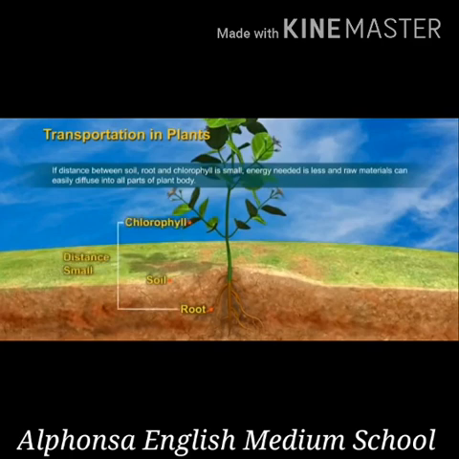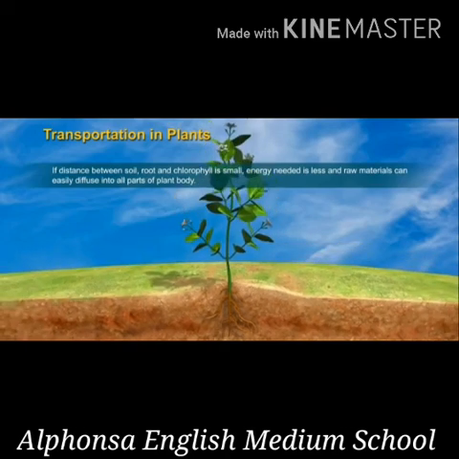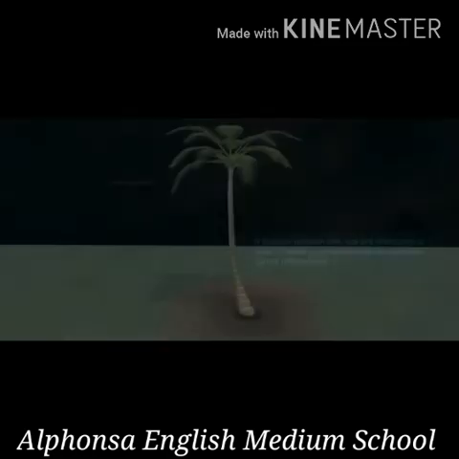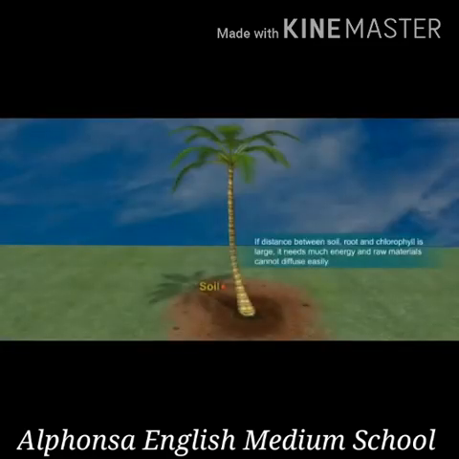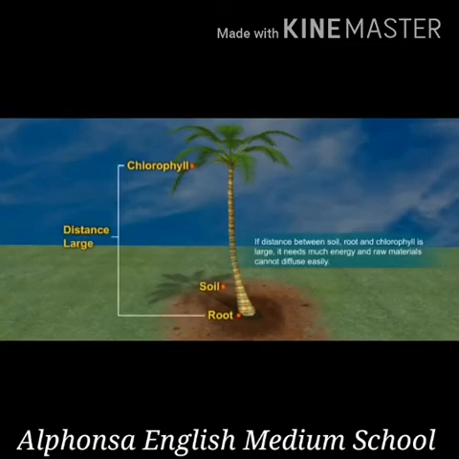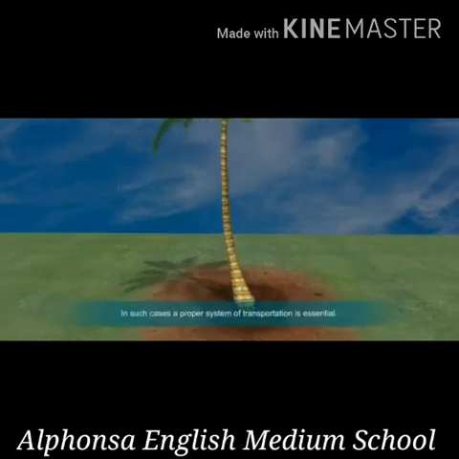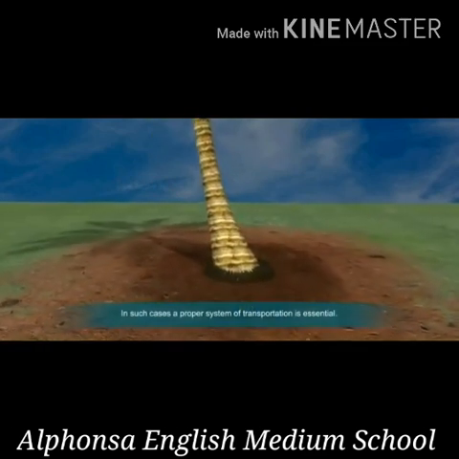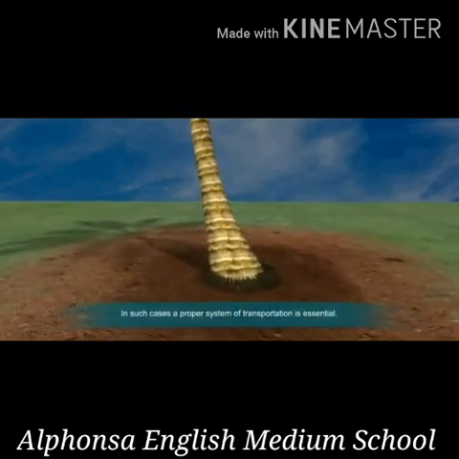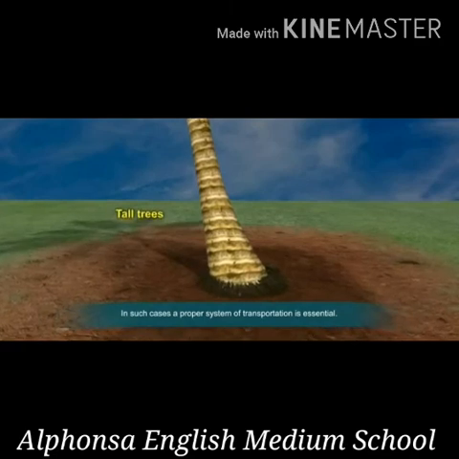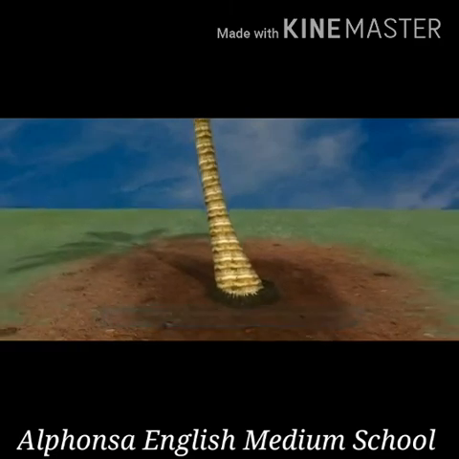If the distance between soil, root and chlorophyll is small, the energy needed is less and raw materials can easily diffuse into all parts of the plant body. If the distance between soil, root and chlorophyll is large, it needs much energy and raw materials cannot diffuse easily. In such cases, a proper system of transportation is essential.